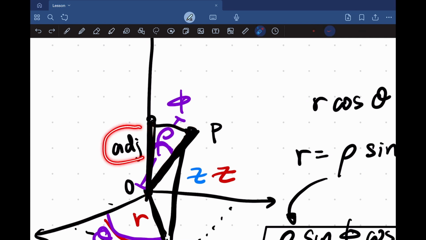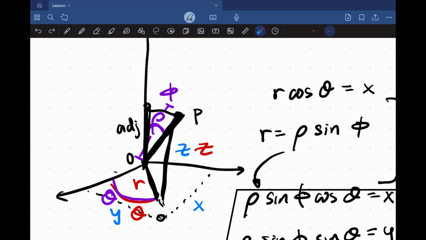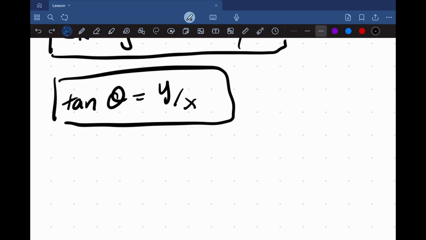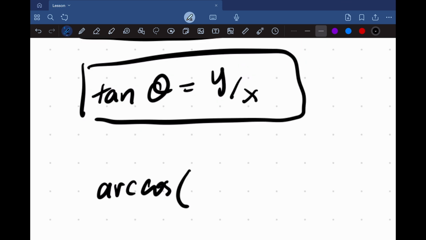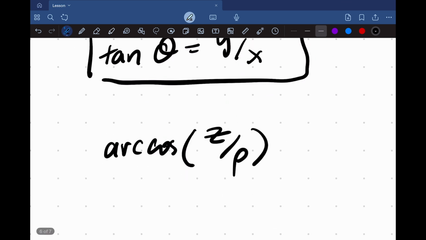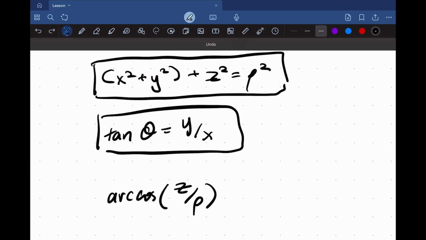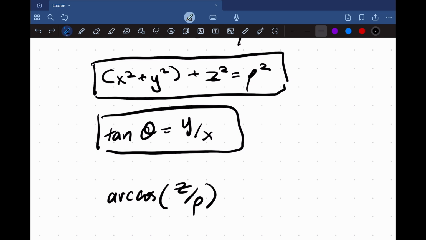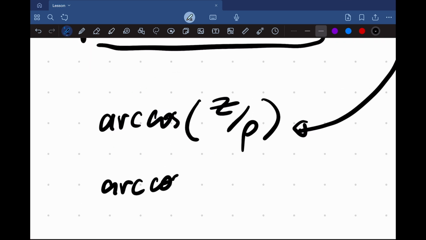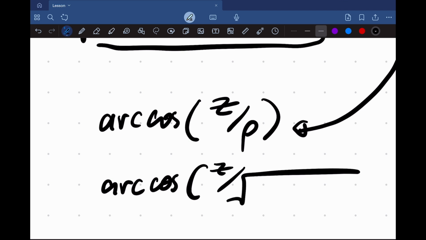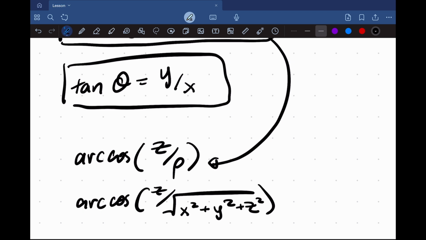we can see there's an adjacent edge. That's a very clear and defined radius, which is just rho. So technically, we can represent it as arc cosine of adjacent, which is z, over rho. But of course, we cannot use rho in something where we're doing rectangular. That would be futile. But we already know rho from up here, so we substitute that in. So arc cosine of z over square root x squared plus y squared plus z squared. And just like that, we have phi.